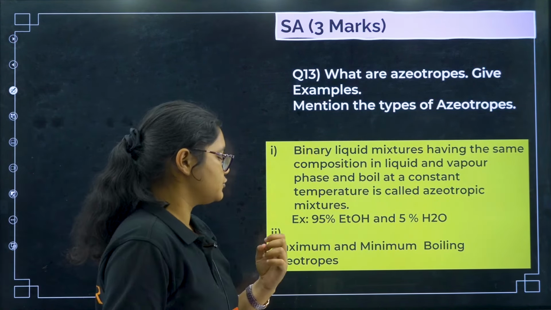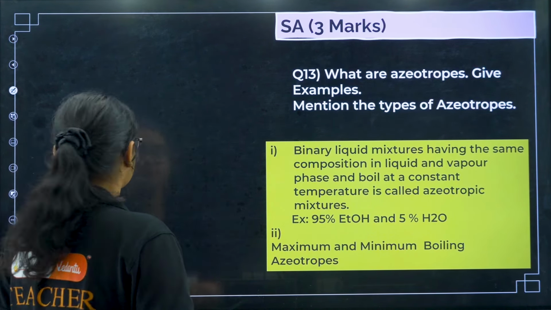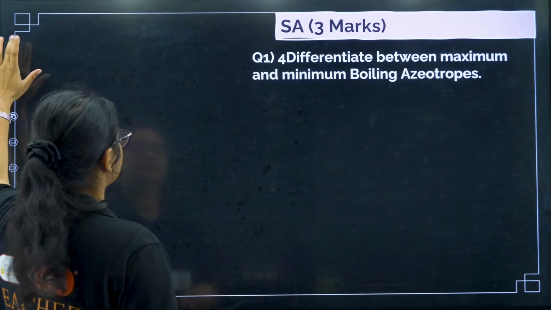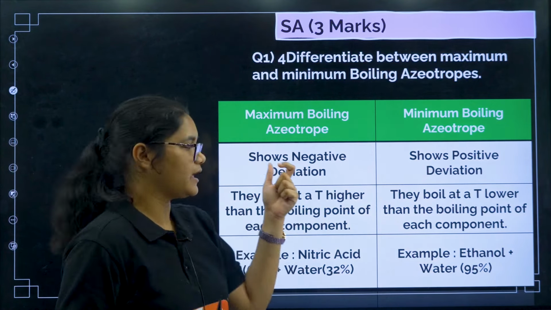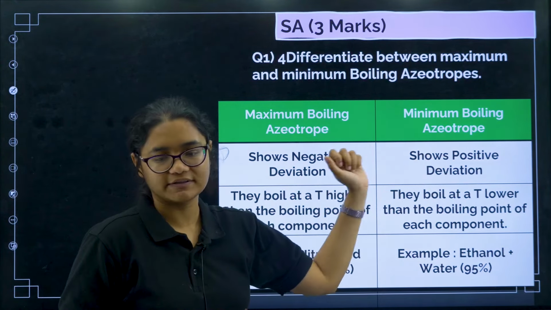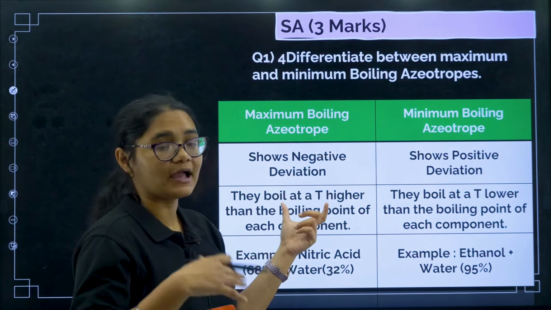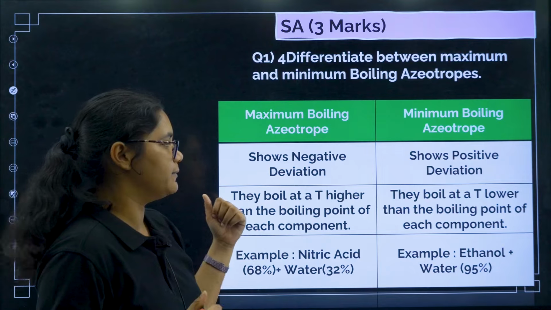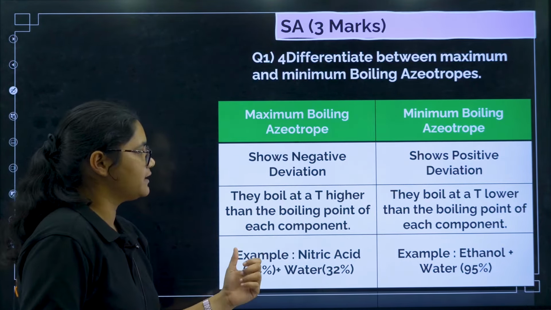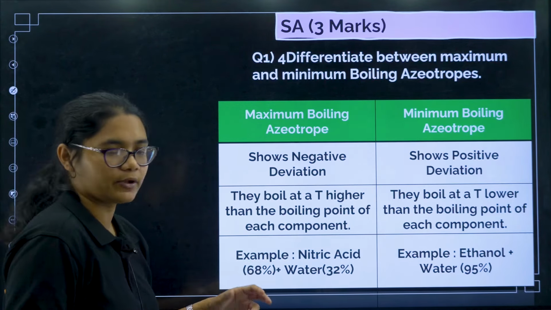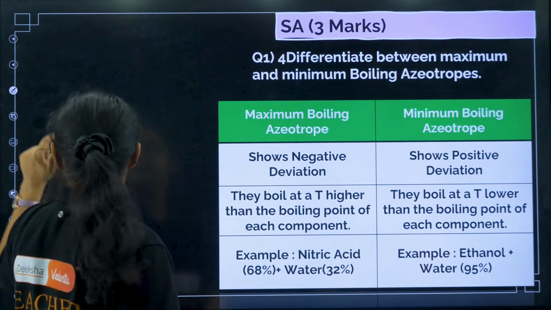Next, what are the types of azeotropes? We have maximum and minimum boiling azeotropes. Okay, fine. Next question is differentiate between them. So you can differentiate: maximum boiling azeotropes have negative deviation, minimum boiling have positive deviation. Next, talking about the boiling point, they boil at a temperature higher than the boiling point of the individual components. They boil at a temperature lower than the boiling point of the individual components. Example is very important: nitric acid and water. Okay, and here ethanol and water. Okay, so please remember the composition and the examples.